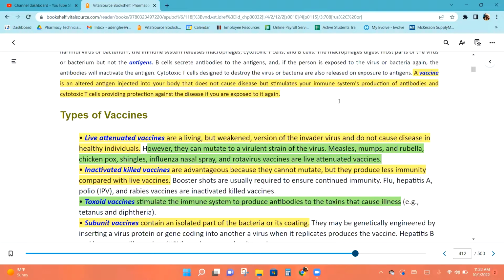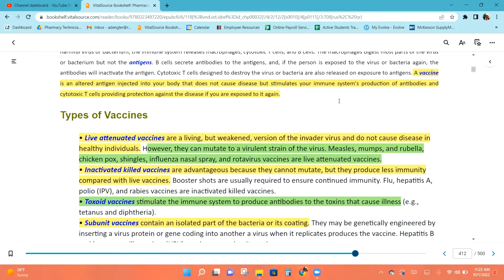Inactivated killed vaccines are advantageous because they cannot mutate, but they produce less immunity compared with live vaccines. Booster shots are usually required to ensure continued immunity. Flu, hepatitis A, polio, and rabies vaccines are inactivated killed vaccines.